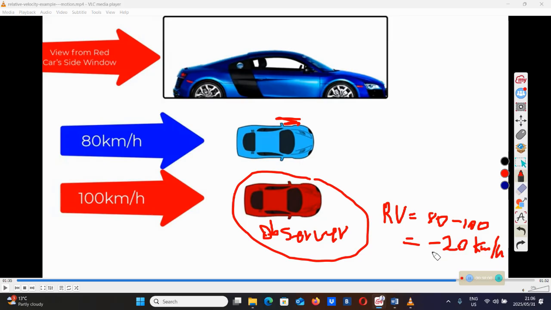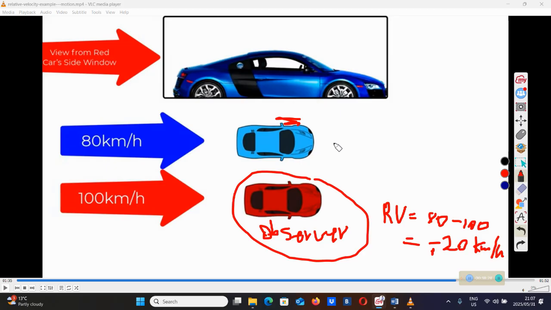So what is the meaning of this negative? It means that this guy who is moving faster, when he looks at this blue car, it will appear moving with the speed of 20 kilometer backward. So the blue car will appear moving backward with the speed of 20 kilometer per hour.